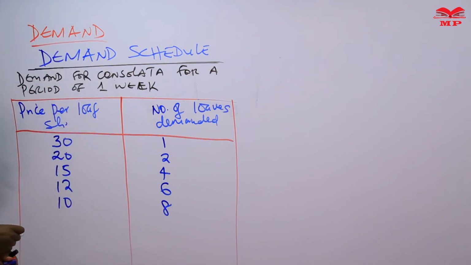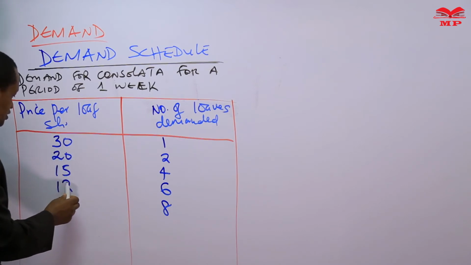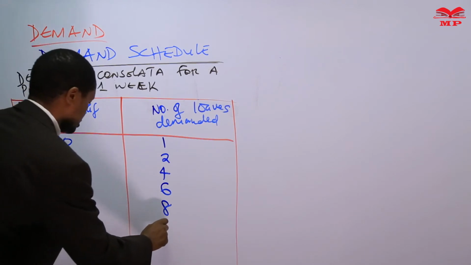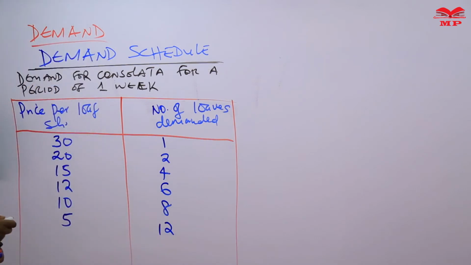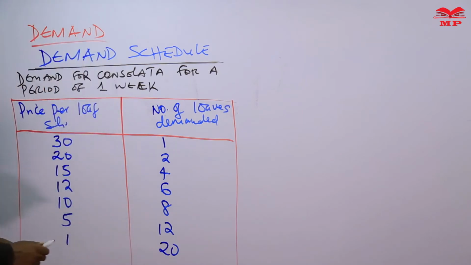She's buying more bread. Then the other day, that is day 1, day 2, day 3, day 4, day 5, day 6, the price went down to 5 shillings. Consolata is here, she bought 12 loaves of bread. Then on the last day, when the price for a loaf is 1 bob, you can see she's bought 20 loaves. So Consolata is obeying the law of demand.